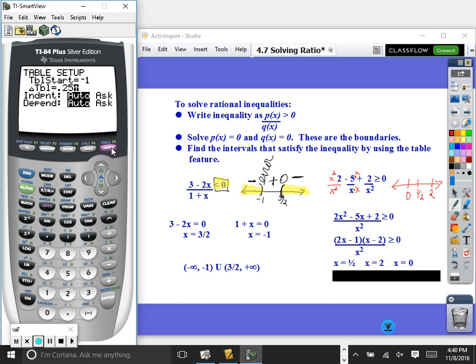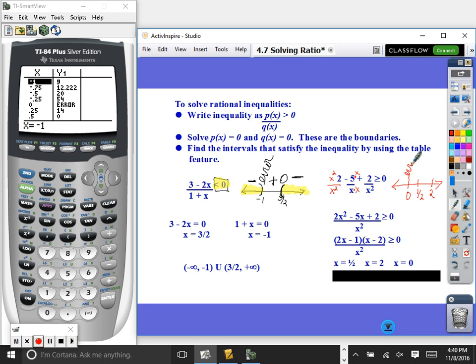And let's go to our table. Left of 0. Here's my 0. Again, that was an error because that was my denominator, so that was an asymptote. These two boundaries came from my numerator, so those should be zeros. So left of 0 would be all these values. Those values are all positive, so I'm going to record that. Between 0 and 1/2 is also a positive value. At 1/2, I have a 0.